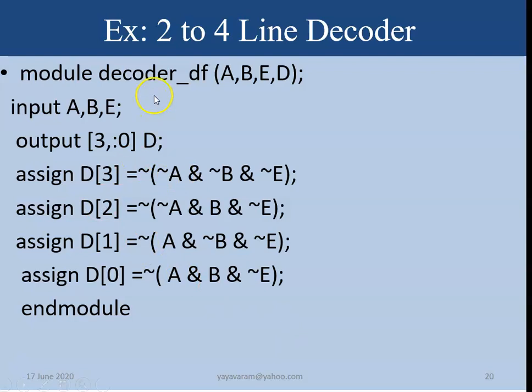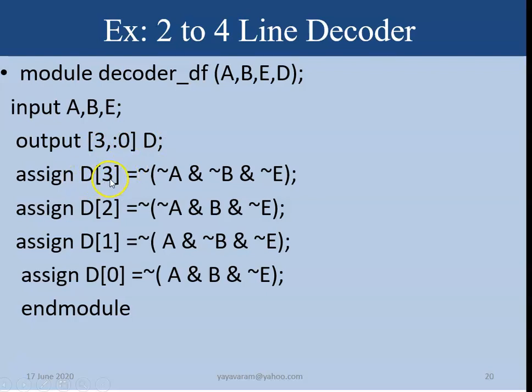Same module, name of the decoder, ABED. These are the ports. A, B, E are the inputs: A input, B input, E is the enable, D is the output. But here D has 4 values. Sorry, by mistake this comma is not there. D[3:0] is the output, it's a vector.